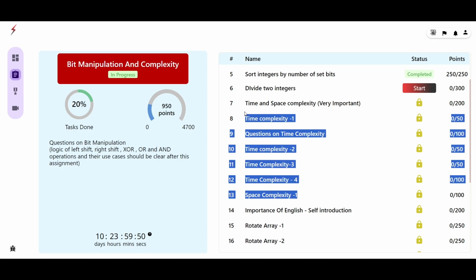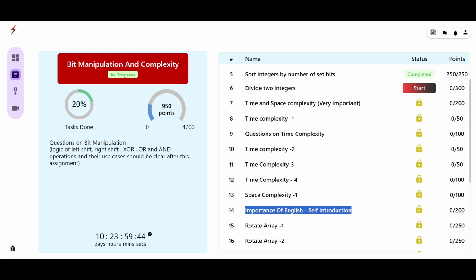There are 7 tasks in time and space complexity. I'll try to get them done, along with this communication English one, whatever it is, in 2 days. So I think this should be relatively easy, right? So that is the plan.